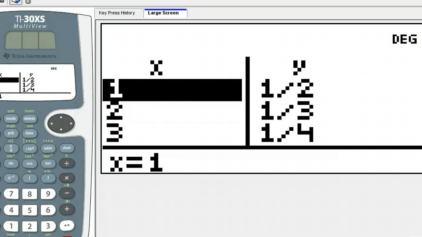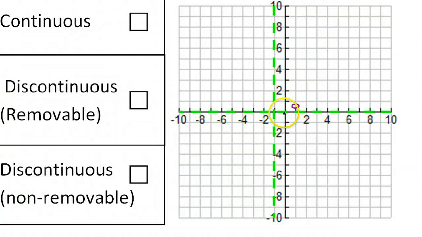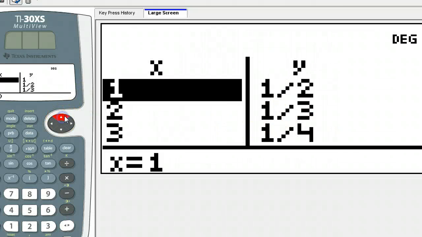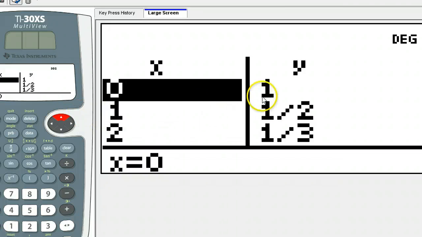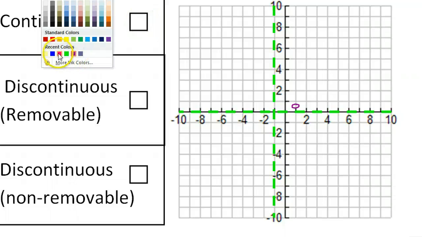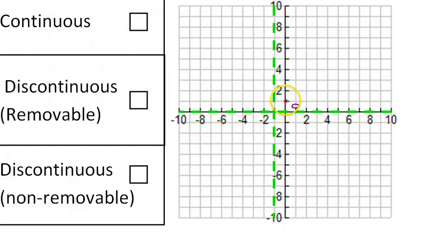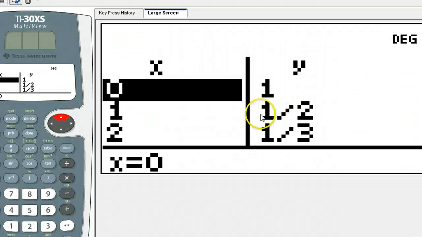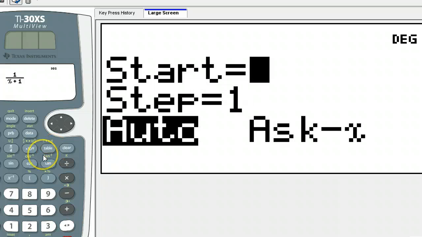Alright, so looking back at the calculator. Okay, so let's see. So what's happening at 0? At 0, we are at 1. So we have 0 comma 1 is a point. Let's see what's happening at, I always like to look at a decimal to the left and right of the asymptote. So let's see what's going on at negative 0.5. To do that, I'm going to switch to ask mode real quick.